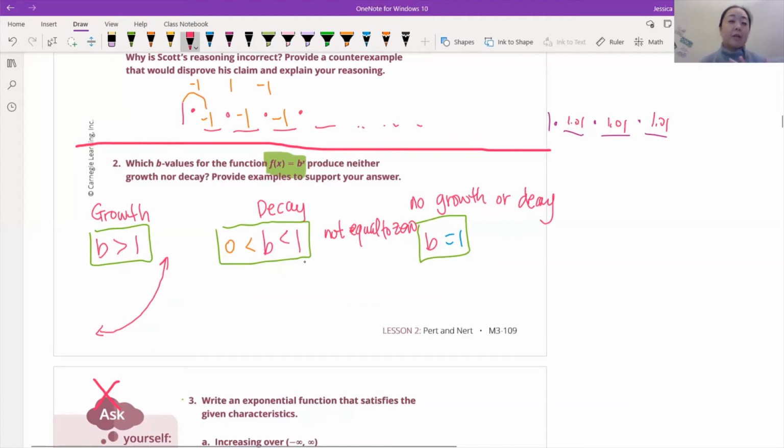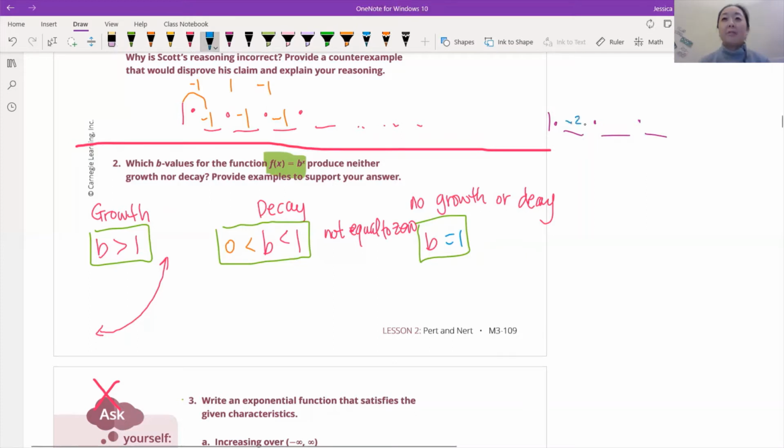So this is where a lot of students said, well, B is less than 0 or less than 1, right? Anything less than 1 should be decay. And then this is where, well, what if it was -1 or even -2, right? If it was -2, because that's still less than 1, what happens there? Negatives are weird, but interesting.